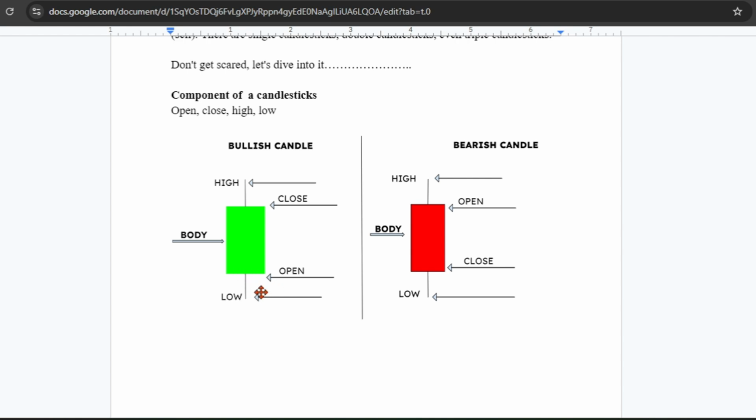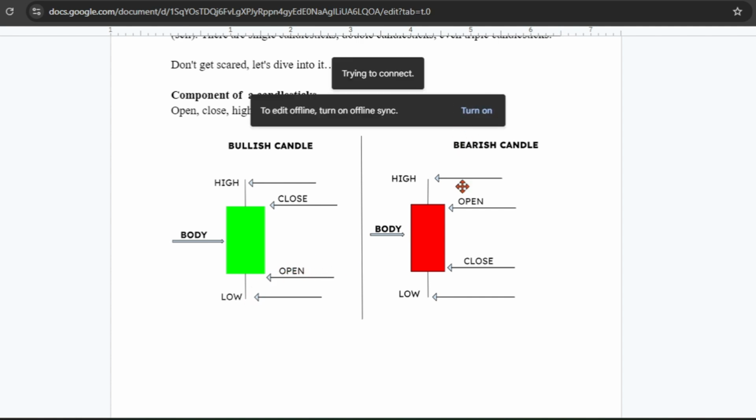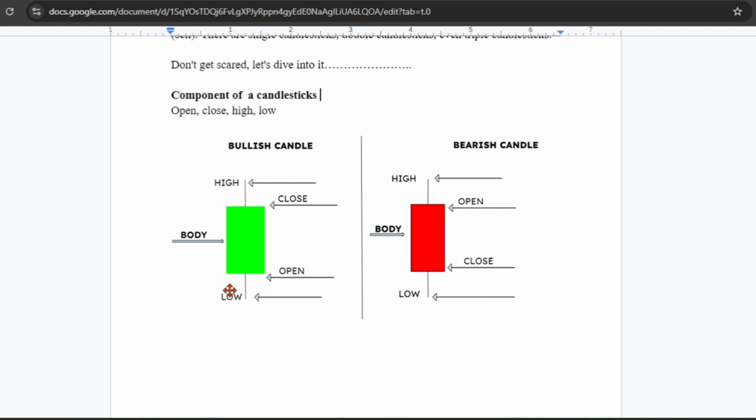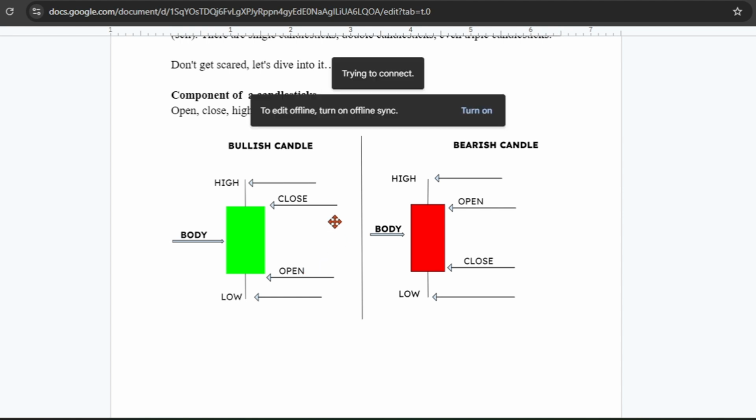In a case whereby we do not have the wick, that means we are going to have the low also at the open price. If a candlestick does not have a wick at the bottom or a wick at the top, that means both the high and the low of this candlestick will also be the open points and the close points.